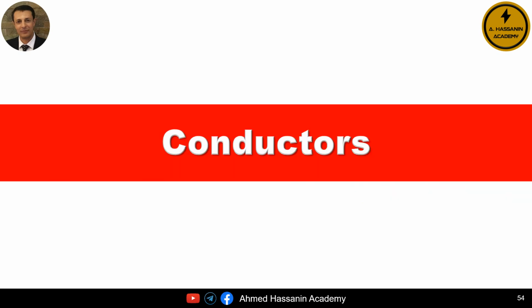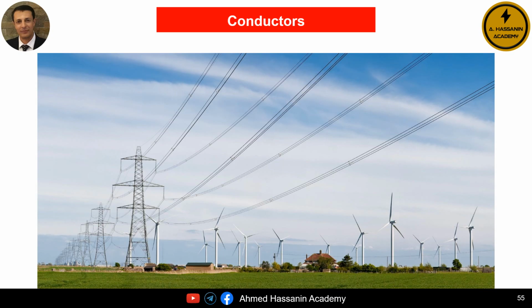Next, we come to the third component of the overhead transmission line, which is the conductor. It is very important to understand that the conductor or the wire is the main component in the overhead transmission line. In other words, it is the primary part responsible for transmitting electrical power or electrical energy from one location to another. Of course, the conductors or wires used in overhead transmission lines are bare conductors, meaning they are not covered with any insulating material.